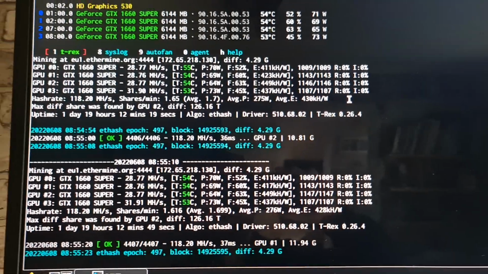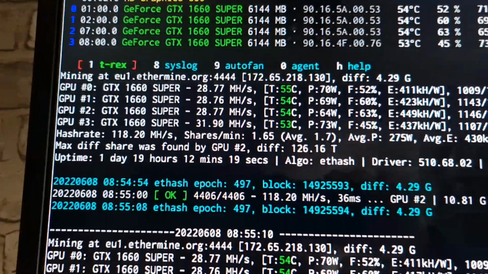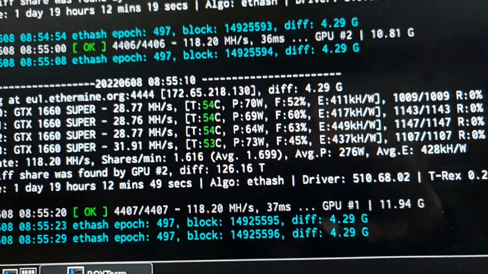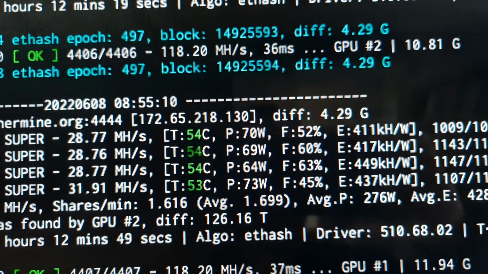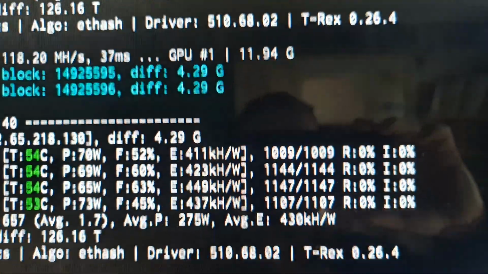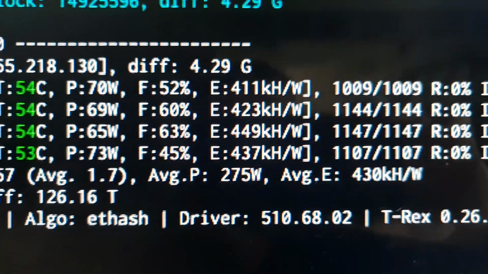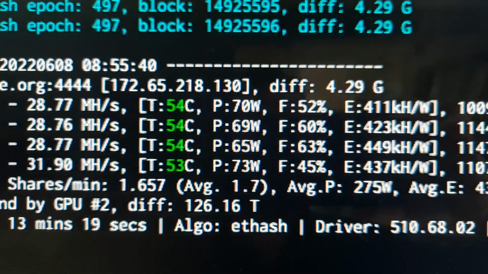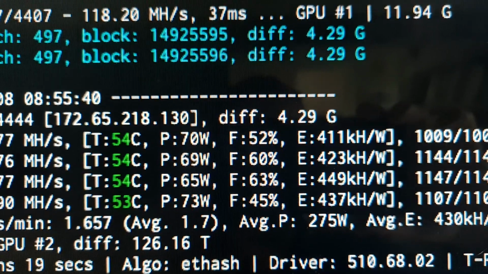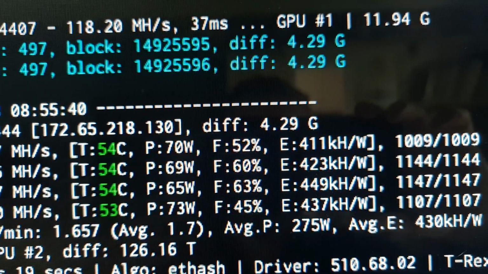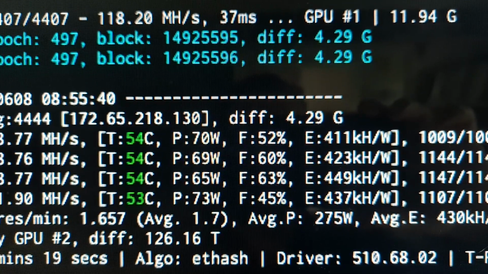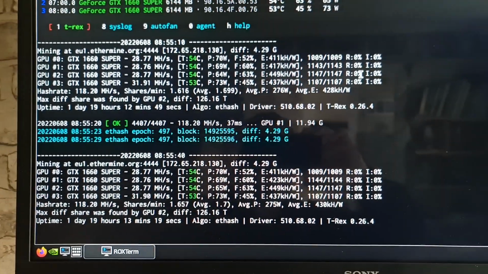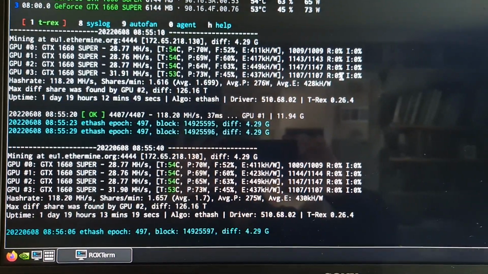Okay, if we look here, we're looking at my familiar settings, where as you can see the Gigabytes are running about 28.77, but I'd really like to point out these numbers here, and focus on my average, which keeps jumping up and down. There you go, 430 kilohash per watt. Let's remember those. So on the four cards, you've got 411, 423, 449, and 437. Somebody make a note of that, because we're going to use that as a measure of the settings we're about to try.